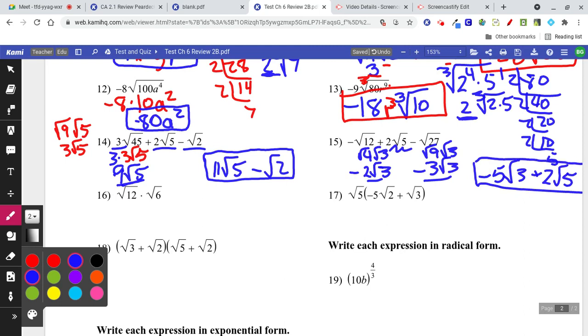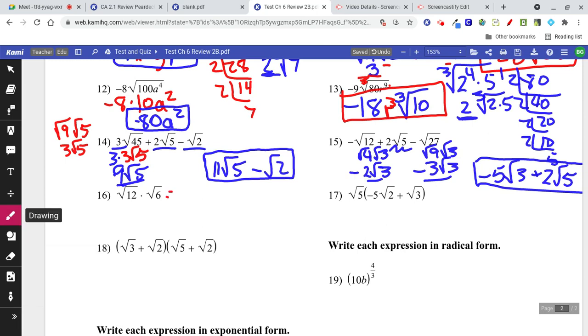Those are not like terms. Do not add them. Next one, multiplication. 12 times 6 is 72. So we can say that's the square root of 72.